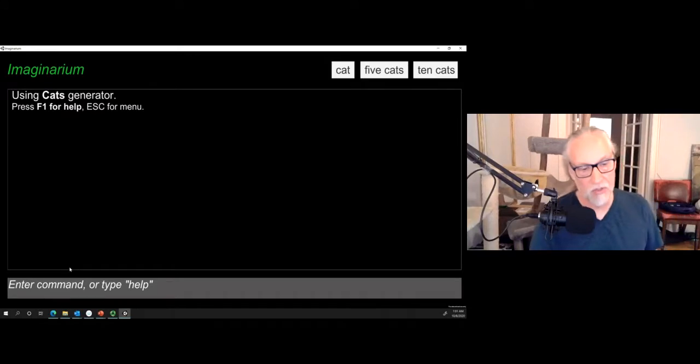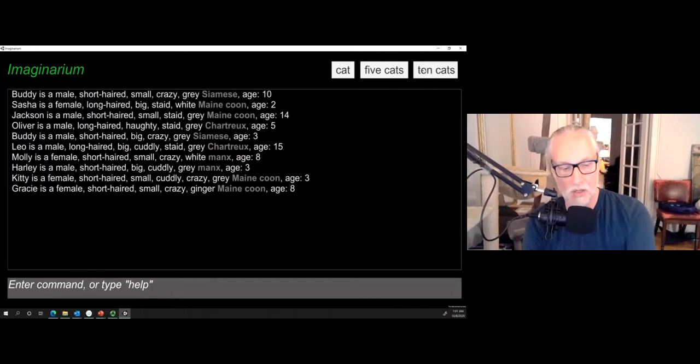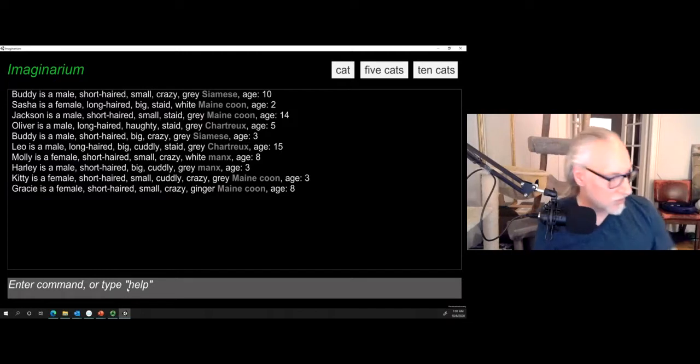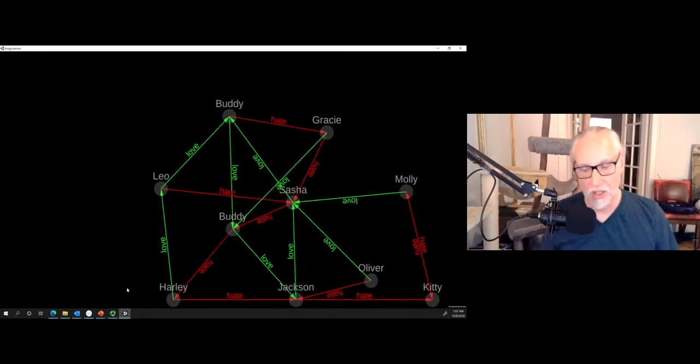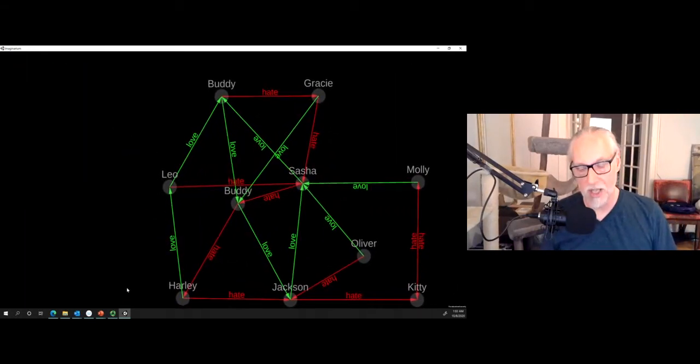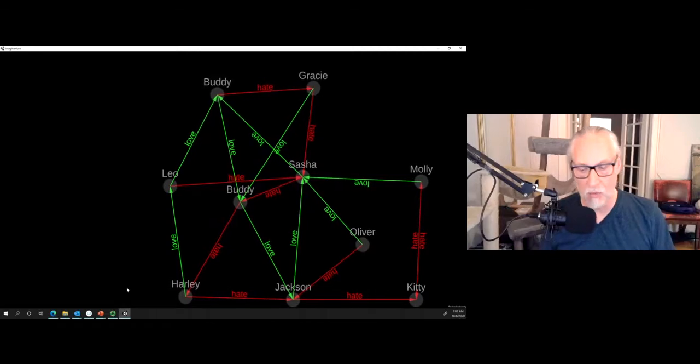Here it is. I'm going to show you two generators. I'm going to show you the cat generator that you'll see some code from later on. So we can say generate a bunch of cats. I press the 10 cats button, which is the equivalent of typing in down here, imagine 10 cats. So it generates a bunch of cats here. It also generates relationship maps for them, so it knows that cats can love or hate each other. They can't both love and hate one another.